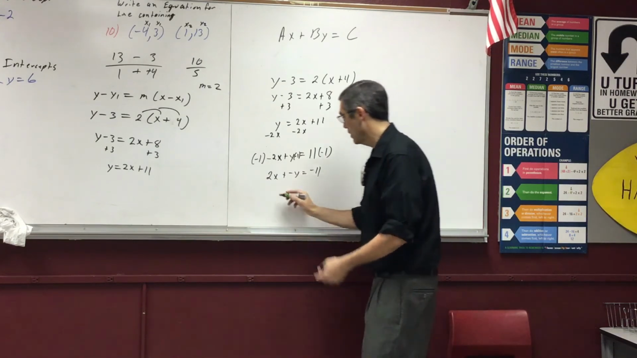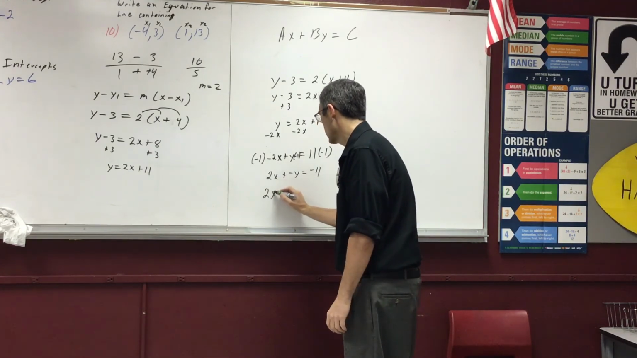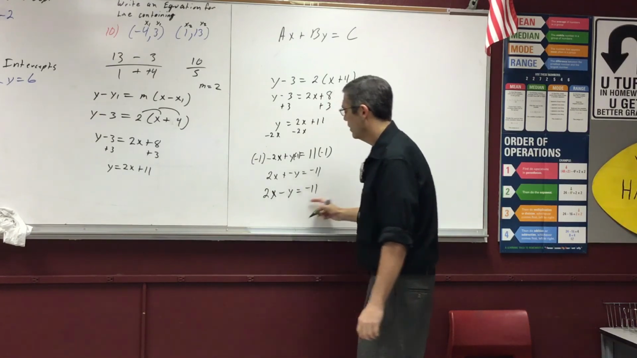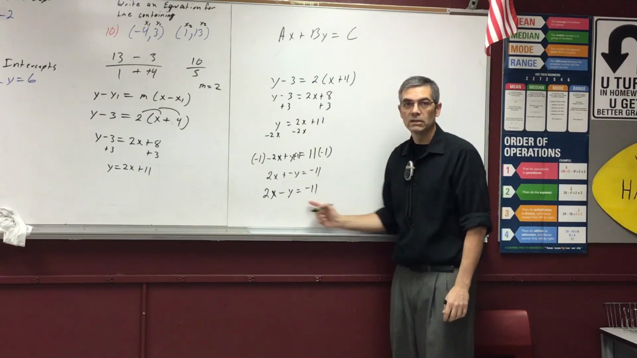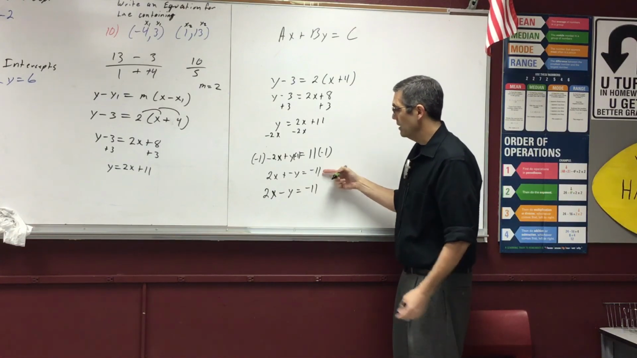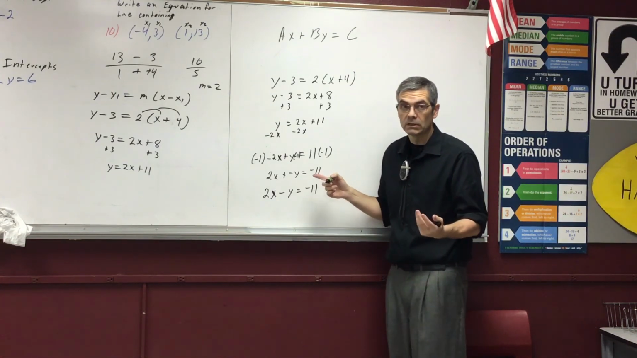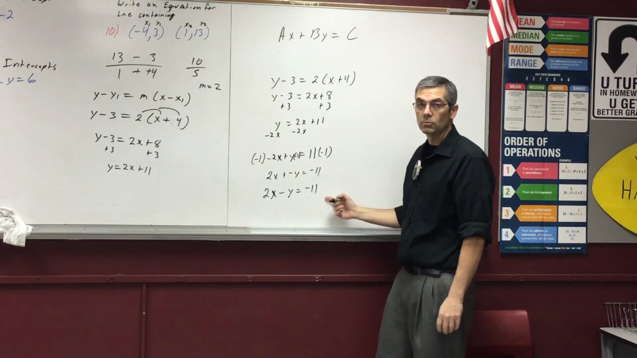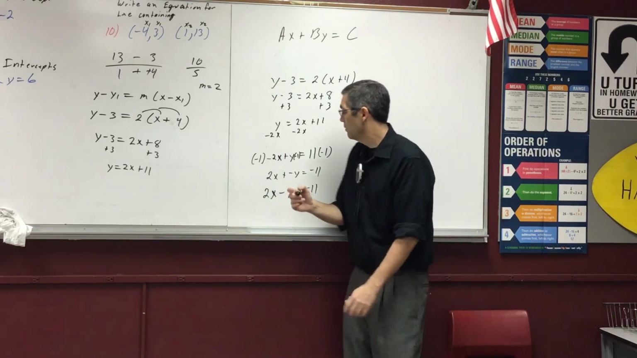There's another way that you could write this. You could also write it like this, 2x minus y equals negative 11. This is probably the most common way that you're going to see it. I'll accept this personally. I know it's the same thing, so I'm perfectly fine with this. But this is the way that you're going to see it on multiple choice questions. So be aware of that.